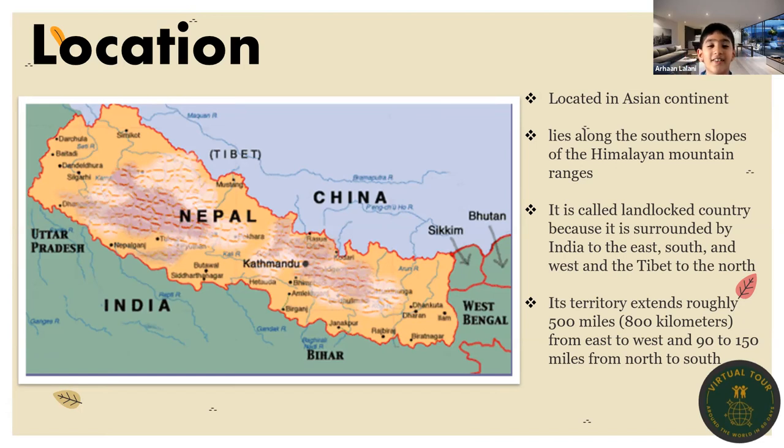You know? Okay, so Nepal is basically a landlocked country because it is surrounded by India to the east, as you can see here in the map. India lies to the east of Nepal, and to the south and west, and there is Tibet to the north. The territory of Nepal extends roughly 500 miles from east to west and 90 to 150 miles from south to north.